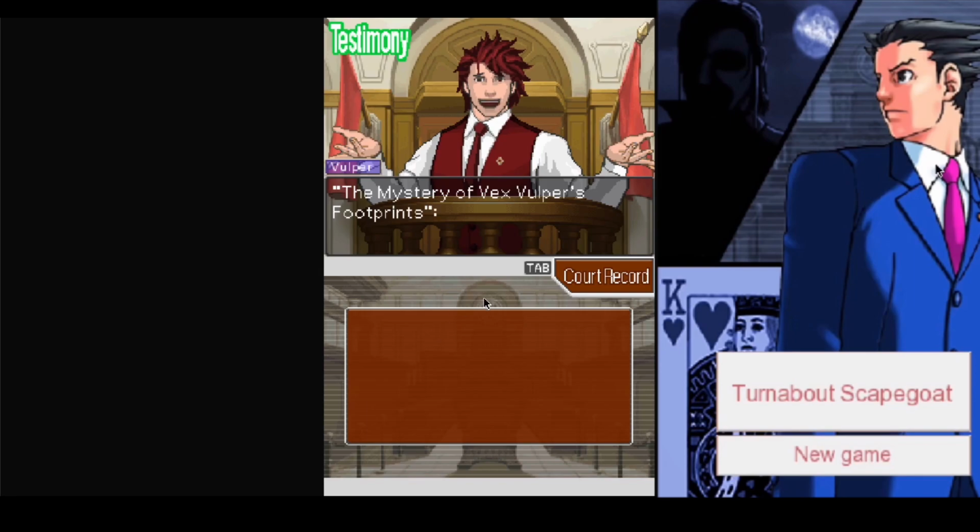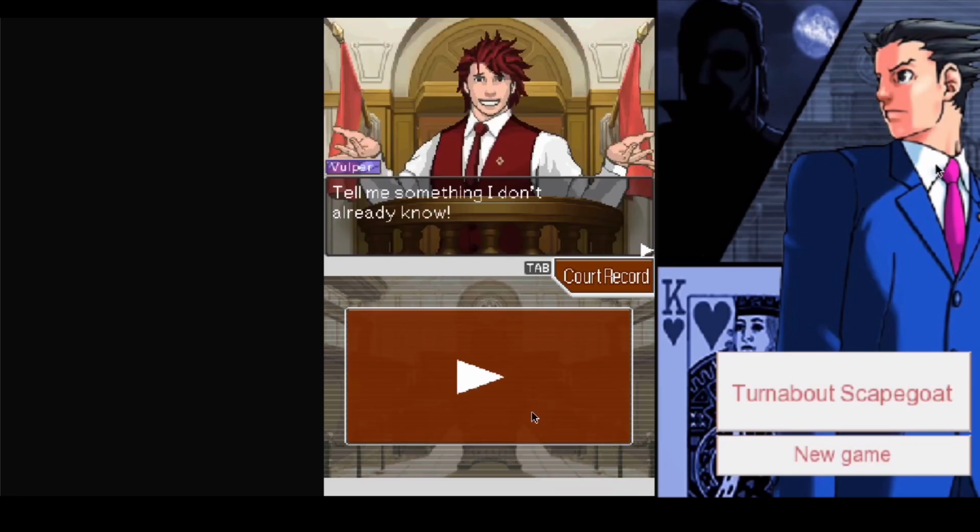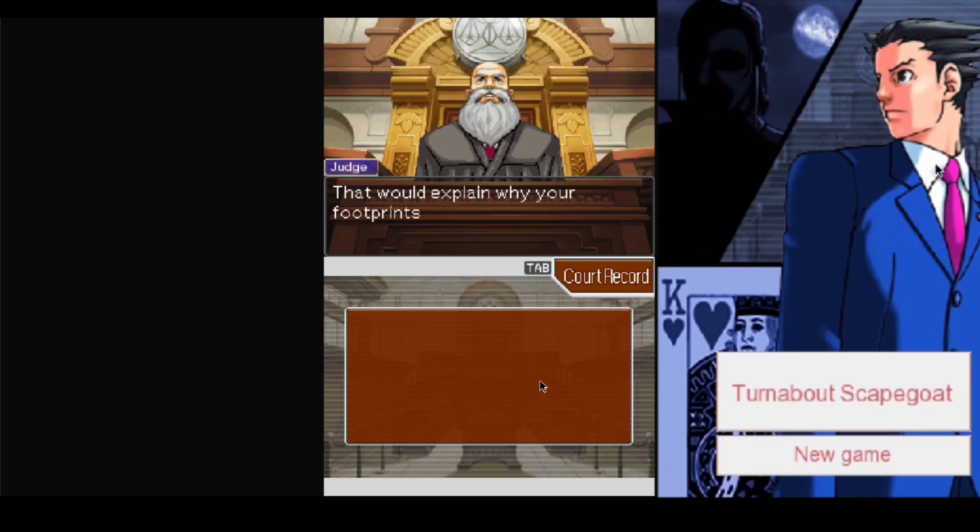The mystery of Vex Vulper's footprints. Solved! I see, so you dropped your glasses and there happened to be a ledge for them to fall onto. So you dropped down to the ledge to recover them. And this really happened an hour before the murder. Tell me something I don't already know. Don't explain why your footprints were still there. This had better be the truth this time, Mr. Vulper. Mr. Cicatrice, your cross-examination.